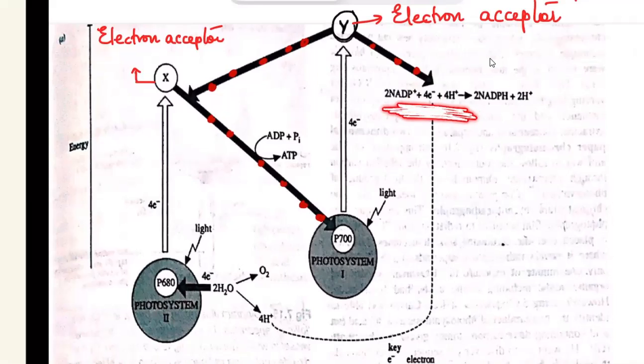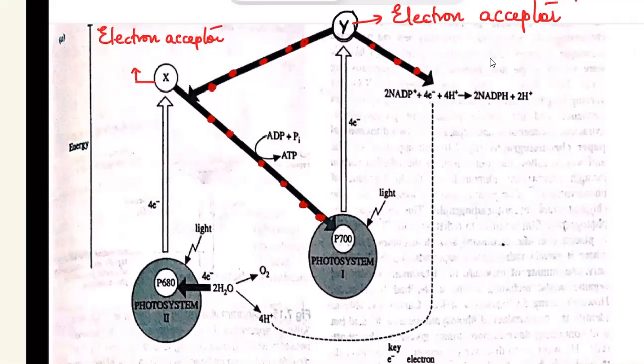So what happens is from the electron acceptor X, the electrons jump along the electron transport chain, right? And the addition of ADP and inorganic phosphate forms ATP along this process. And the electrons, as they keep jumping, keep losing energy until they reach photosystem 1. The photons of light then activate the electrons, which boosts them up to the electron acceptor Y.